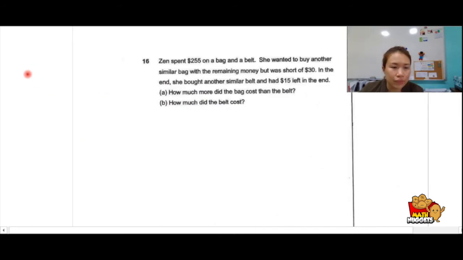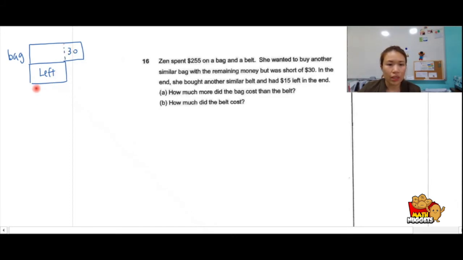Question 16. I'm going to draw the model. This is the amount that Zen had left, okay? Now, if she wanted to buy a similar bag, so this will be the cost of the bag, which is more than what she had left, and she would actually be short of $30. So she bought a belt instead. And in fact, she had $15 left.